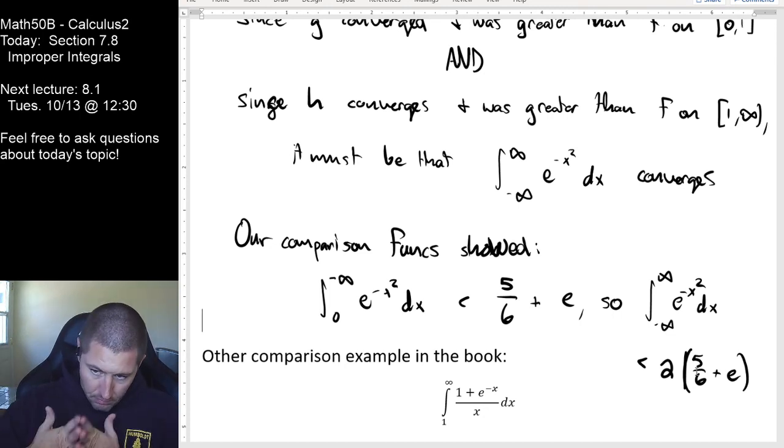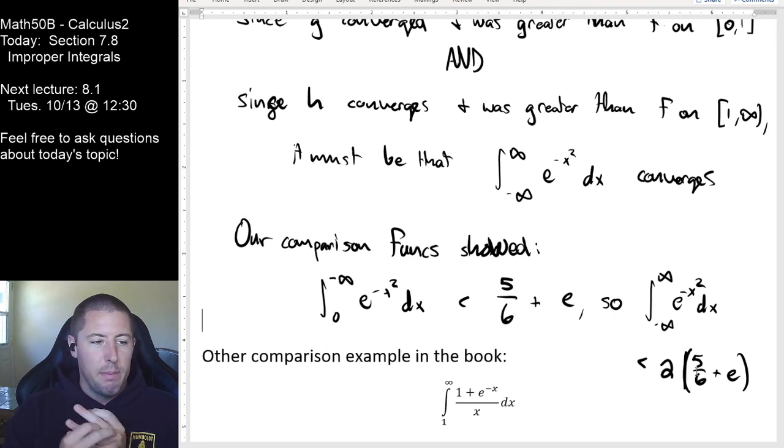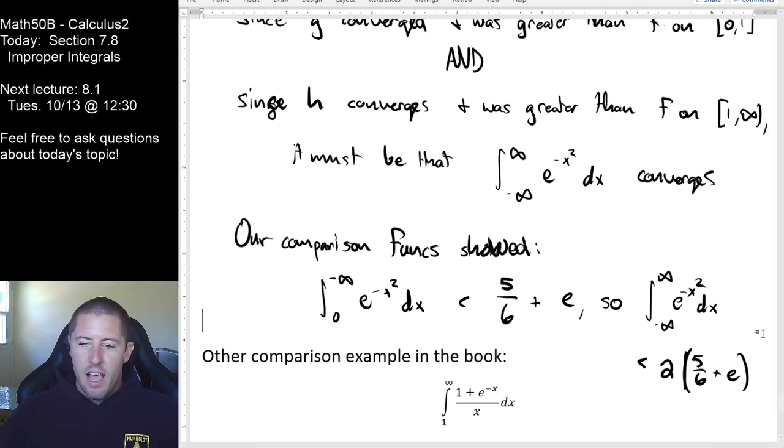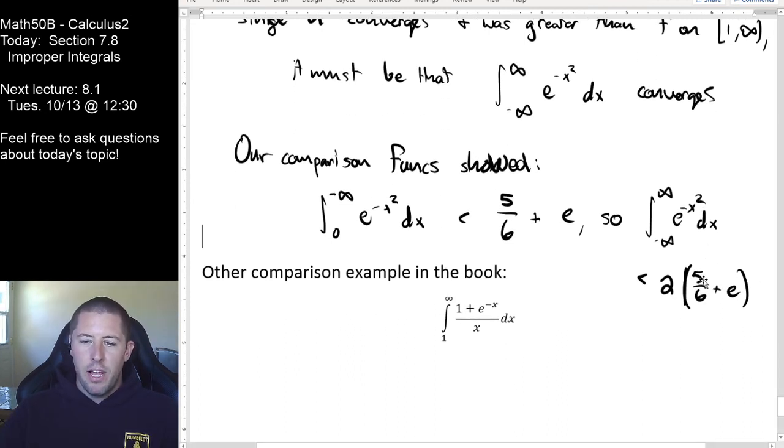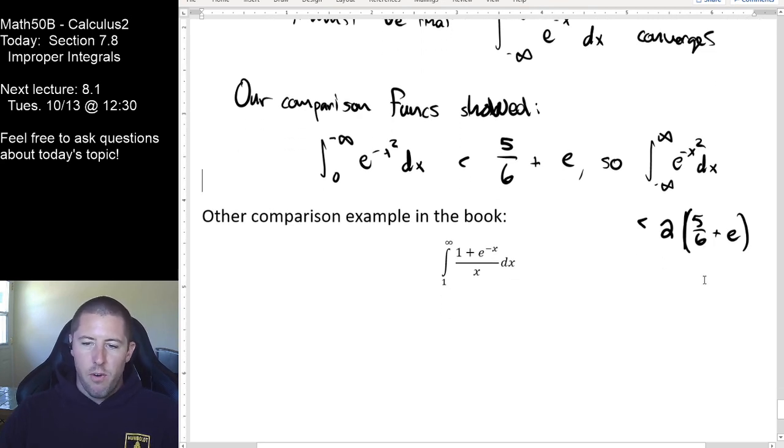Now, it turns out that we're going to be able to get this a little bit more accurately if we do some multivariable calculus stuff that we're not doing. It'll be next semester for you guys. But I do just want to show you how some of these other comparison things work out for us.